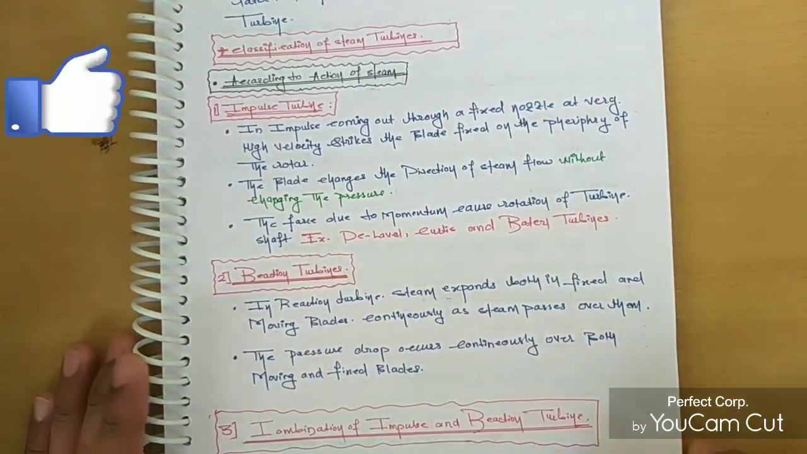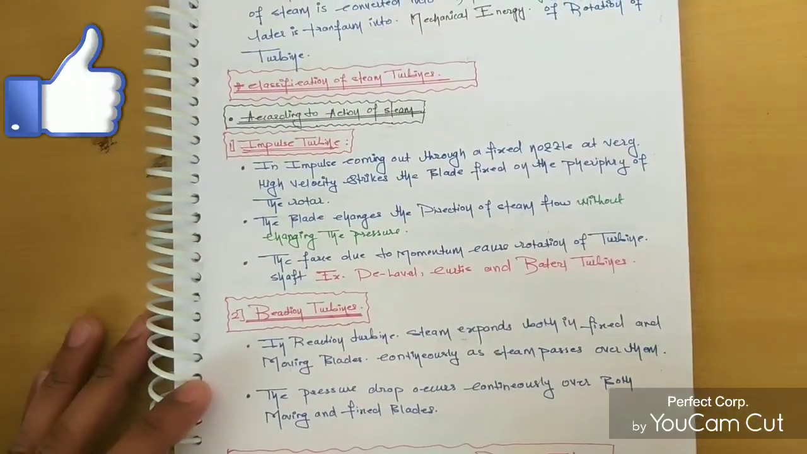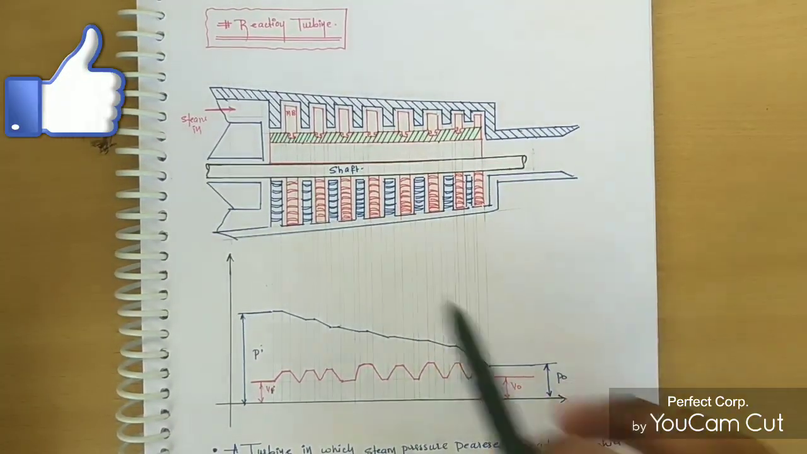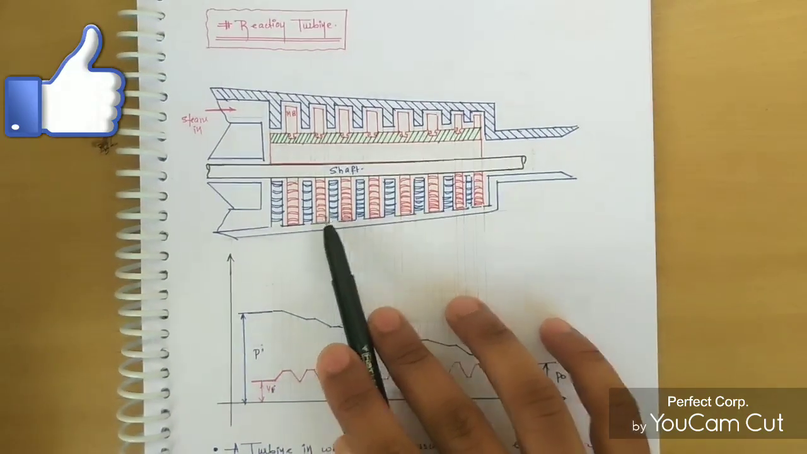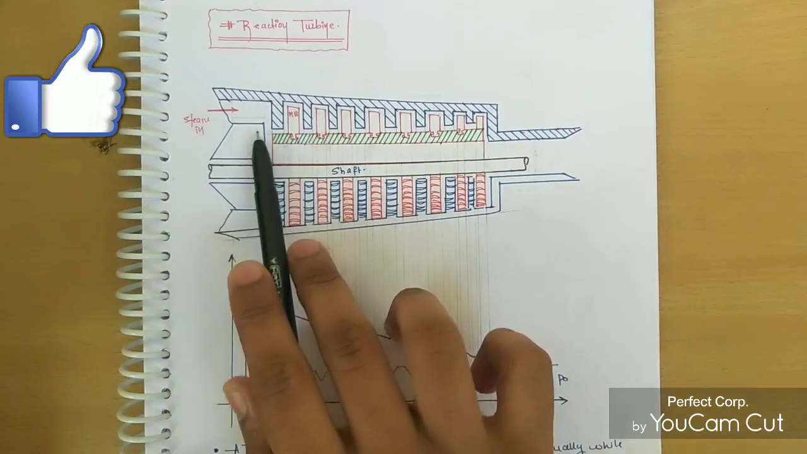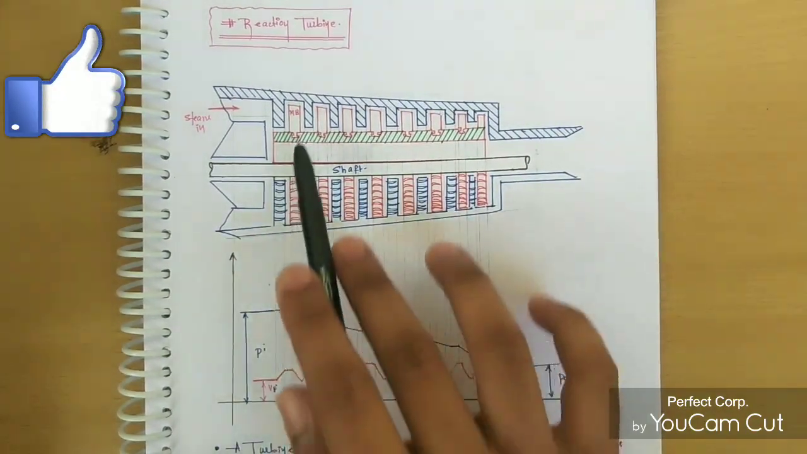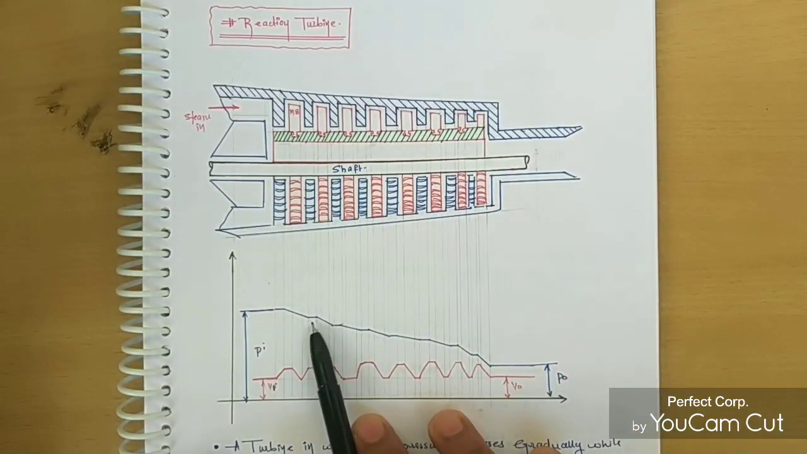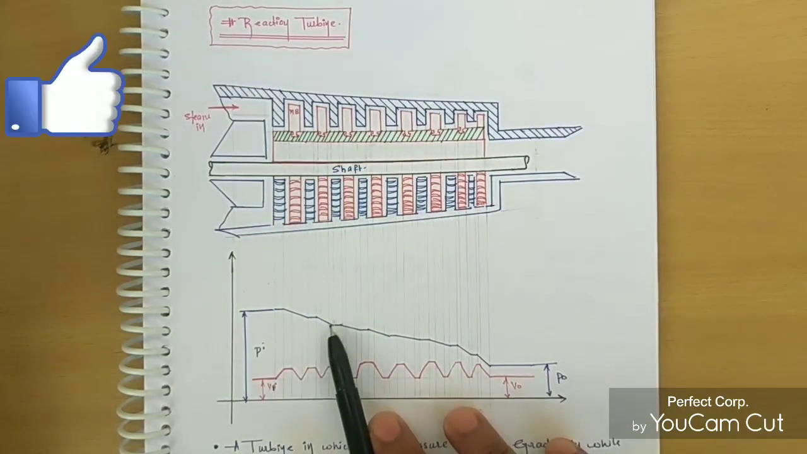To help you remember, I am showing you a figure of the reaction turbine. This is a diagram of a reaction turbine in which a series of fixed blades and moving blades are mounted on one shaft. When the high pressure steam comes out from the boiler, its pressure is constant. Pressure is constant in the fixed blade, and pressure drop occurs in the moving blade.